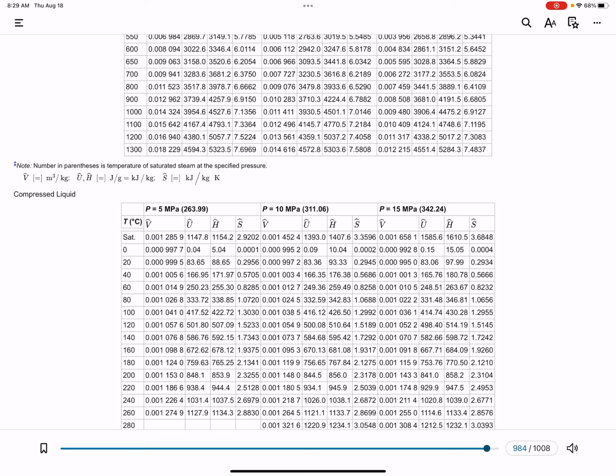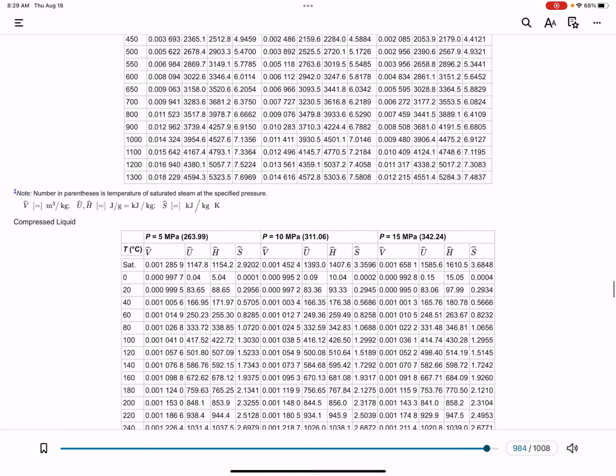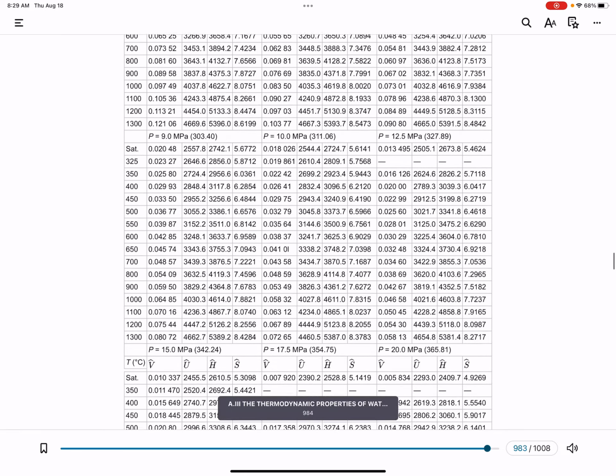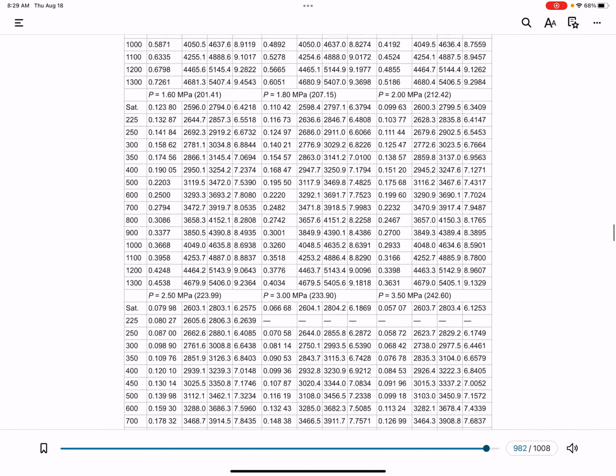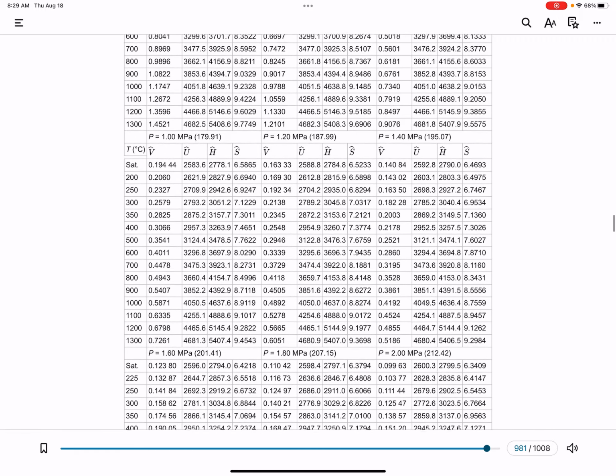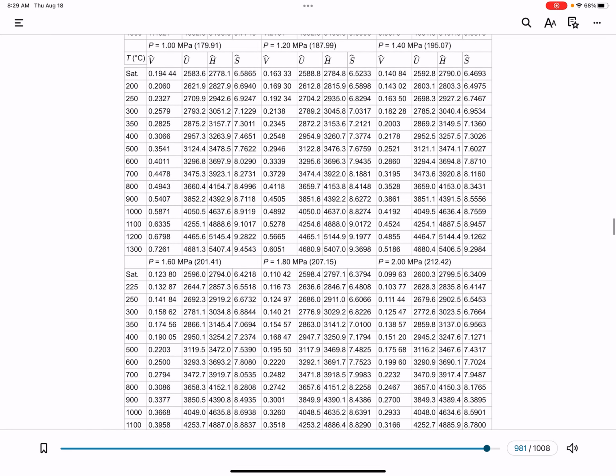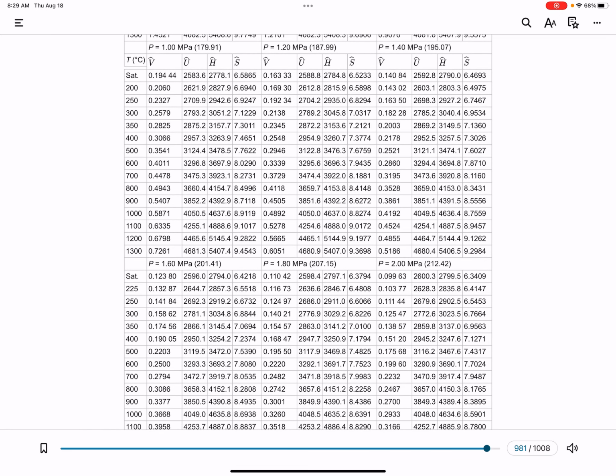And then for the enthalpy, which we'll need later, it's going to be in kilojoules per kilogram. Okay. In any case, let's look up the specific volume for the inlet. So the inlet's at 1 megapascal and 600 degrees Celsius. So that means the specific volume is 0.4011 meters cubed per kilogram.